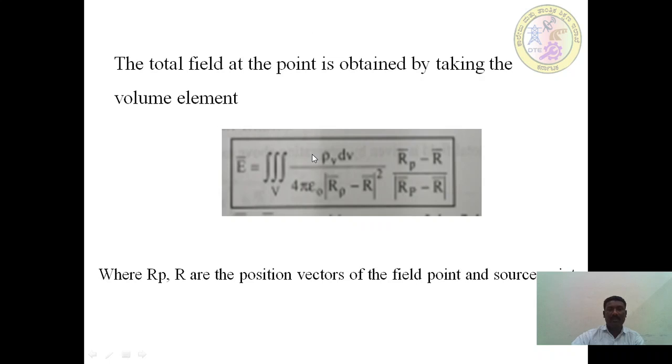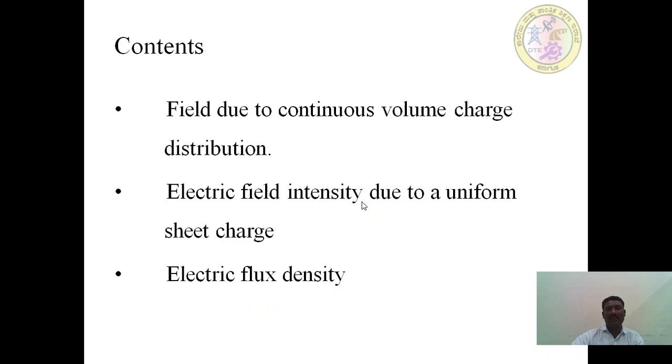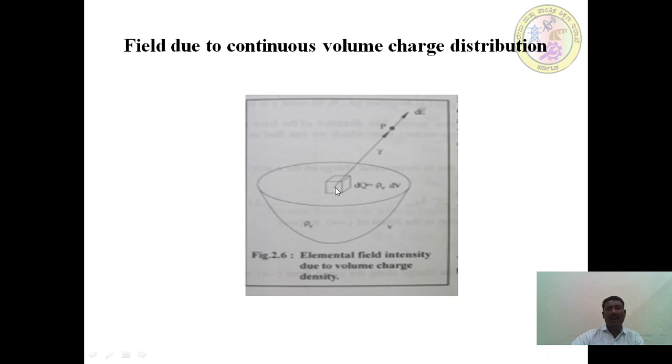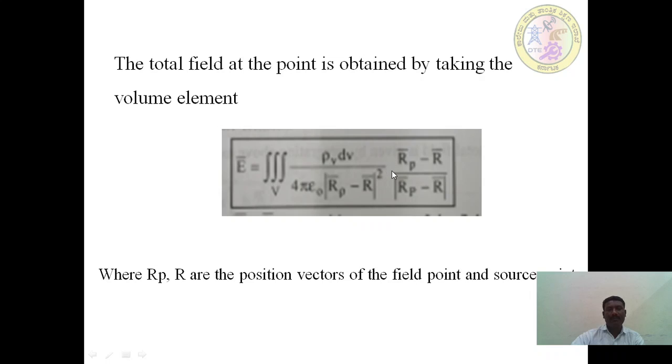See here, the charge to be considered is dq equal to rho v into dv. This charge is divided by 4 pi epsilon naught |rp minus r| whole square, where rp and r are the position vectors of the field point and the source point. You see that this is a source point and this is a field point, right? Now this is the equation for the continuous volume charge distribution.